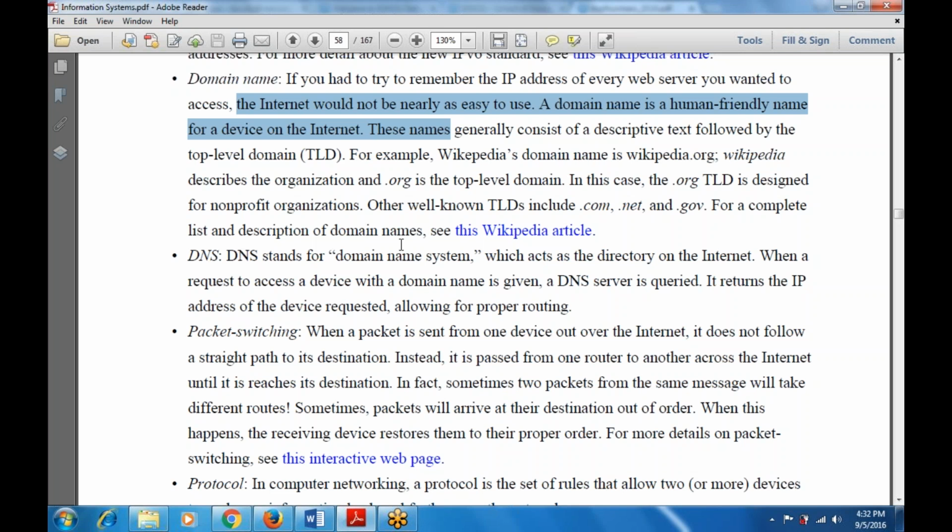First of all, the domain name system is where the directory is maintained. For example, for different kinds of organizations there are different directories. For government offices, it's .gov. That means this is the directory, the folder in which all the government organizations' IP addresses are stored. So it returns the IP address of the device requested, which also allows for proper routing.